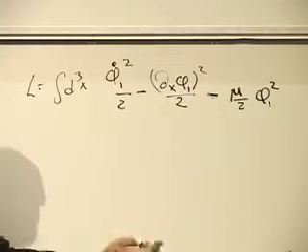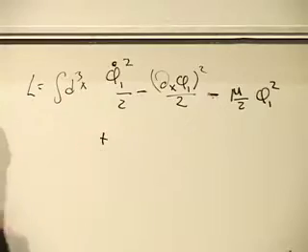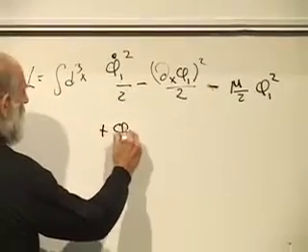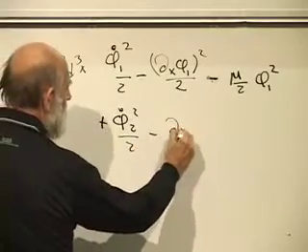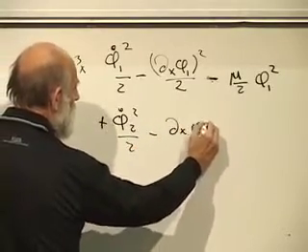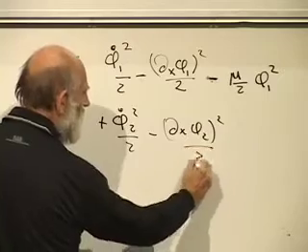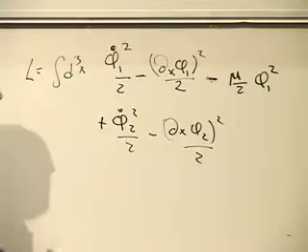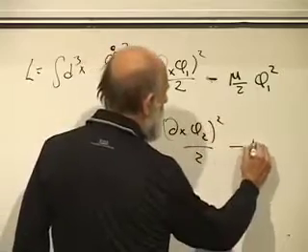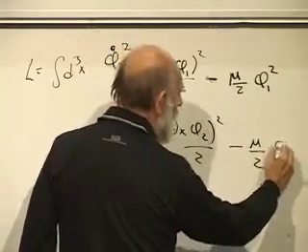Now what about for field number 2? That also enters into the Lagrangian. Same thing, phi 2 dot squared over 2 minus dx phi 2 squared over 2. Add in y and z derivatives if you like, but let's also add in minus mu over 2, same mu, phi 2 squared.